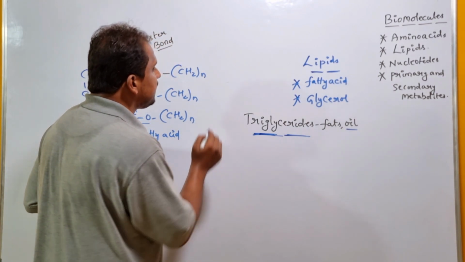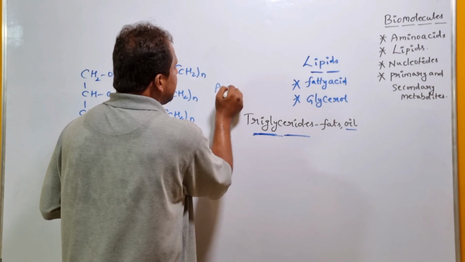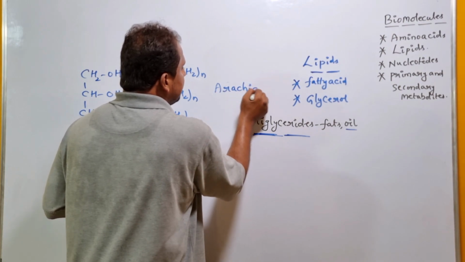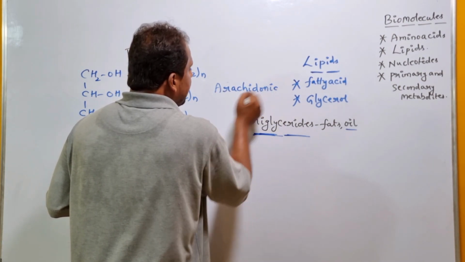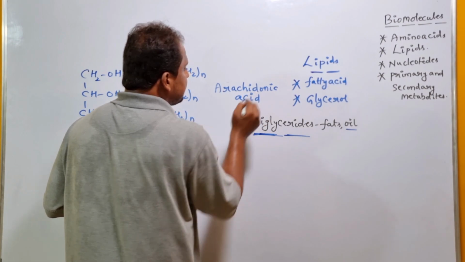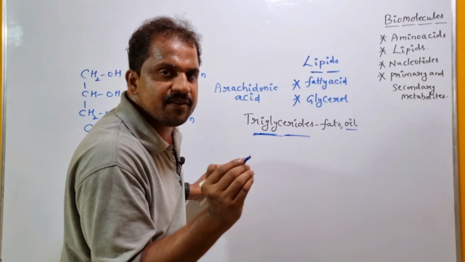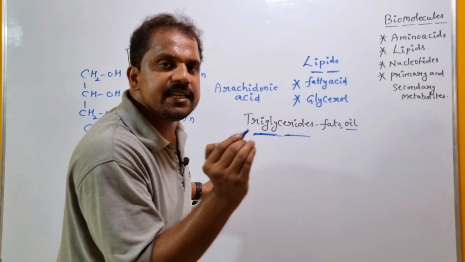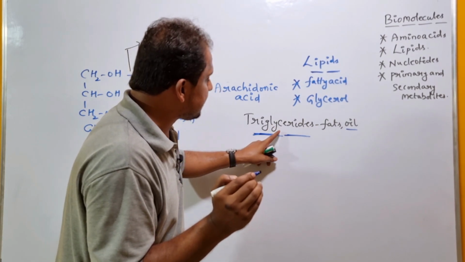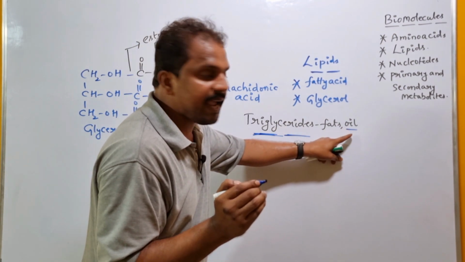So let us consider one unsaturated fatty acid, which is nothing but arachidonic acid. Arachidonic acid is an unsaturated fatty acid which has 4 double bonds. Is it clear? So when the unsaturated fatty acid undergoes esterification with glycerol, under such a condition the triglyceride can act like oil.